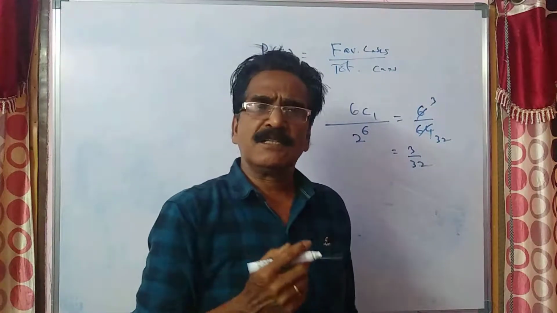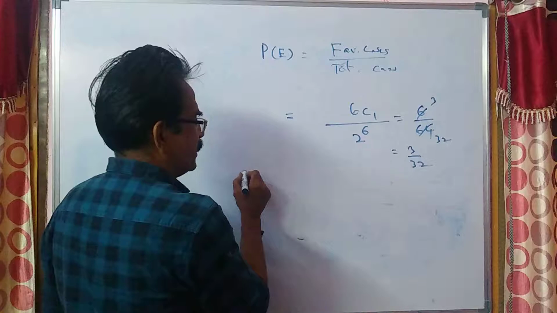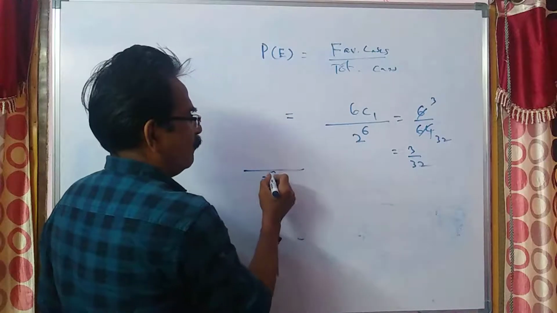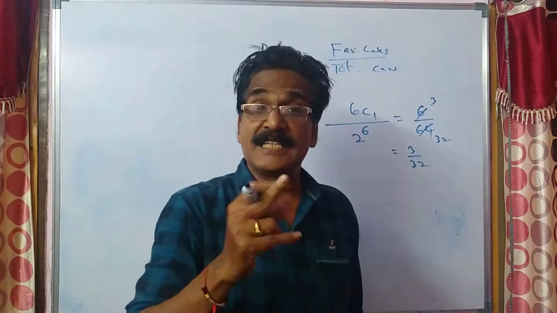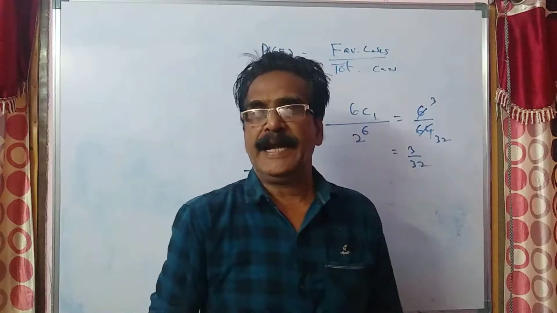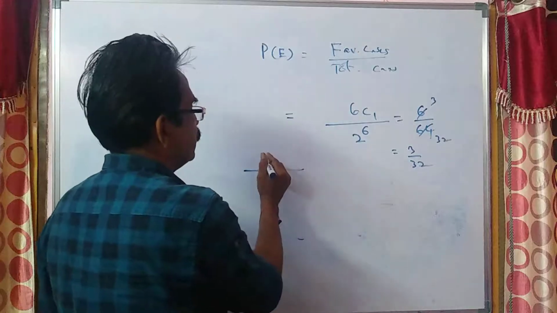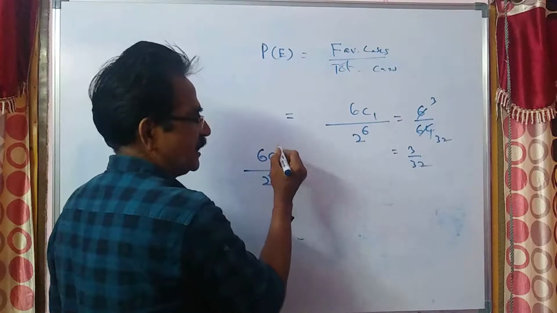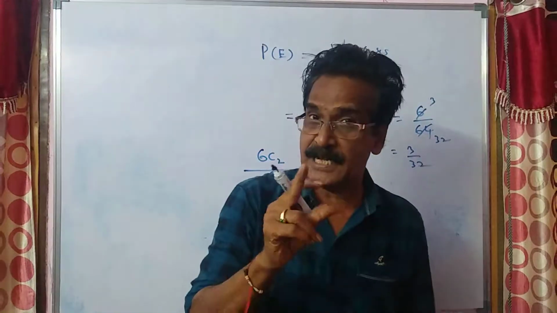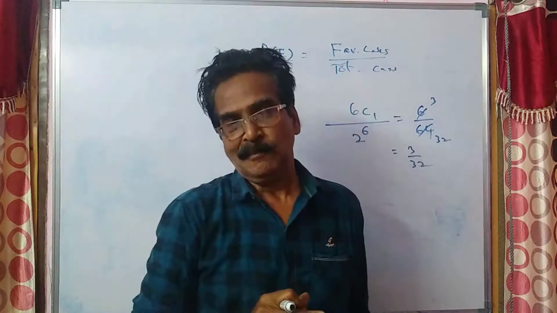If the coin is tossed 6 times, what is the probability of getting exactly 2 heads? Exactly 2 times head. Then the numerator becomes 6C2. 6C2.